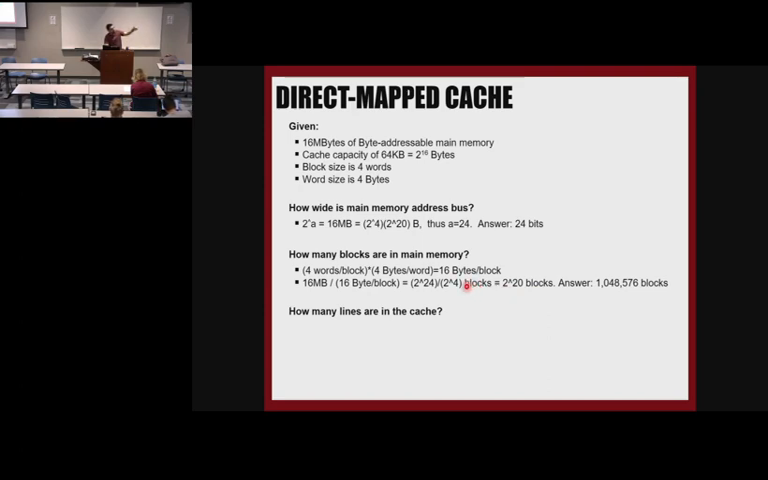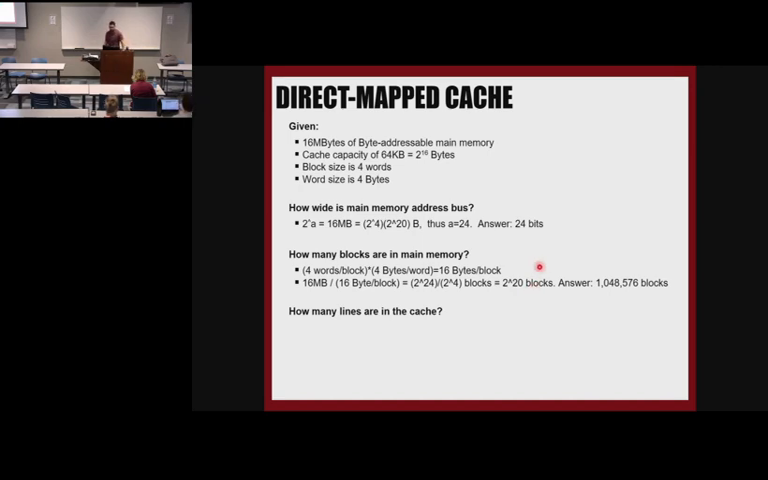You have the main memory capacity, you divide the main memory capacity by the block capacity, and then you get that many blocks. So 2 to the 24 is the memory size. You have 16 bytes per block, and if you divide it based on the exponent rule, you're going to get 2 to the 20 blocks.